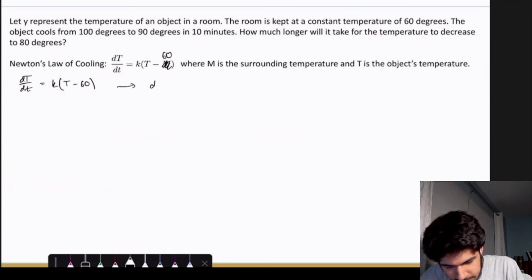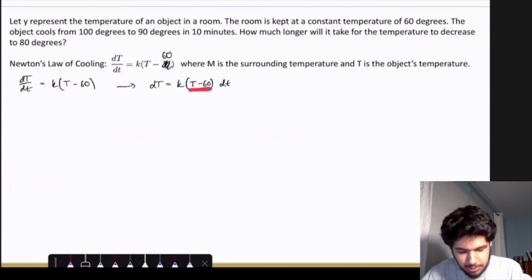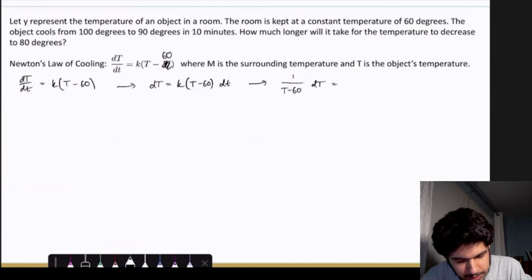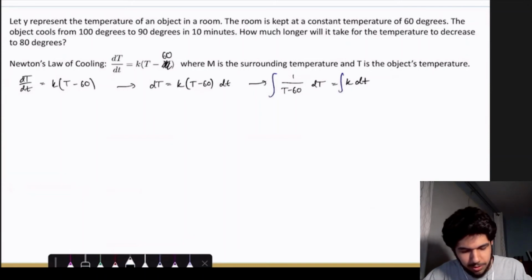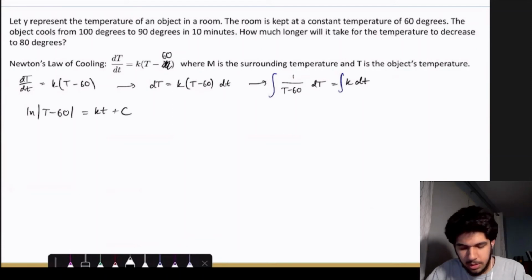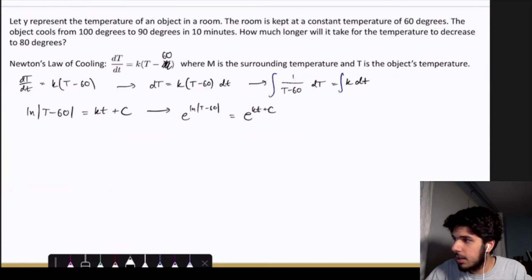Do separation of variables. So dT equals k(T minus 60) dt. And we want this T minus 60 on the other side. So 1 over (T minus 60) dT equals k dt. Let's take the integral of both sides. The integral of the left-hand side, we can use some u substitution. And if you do that, you'll get the natural log of T minus 60. And on the right-hand side, we have kt. And we'll throw in the plus c. Okay, we can take e of both sides. So we get e^(ln(T minus 60)) equals e^(kt plus c). Okay, what else can we do from here?